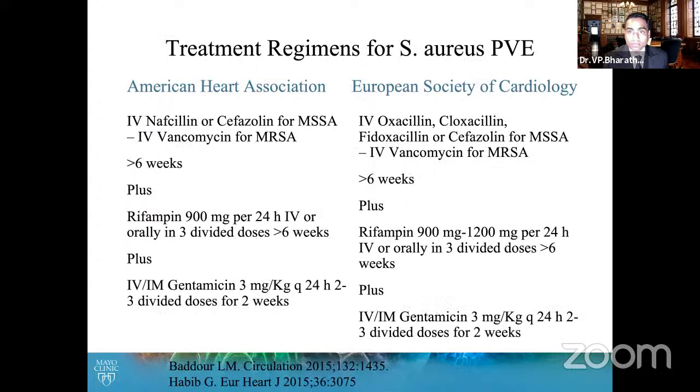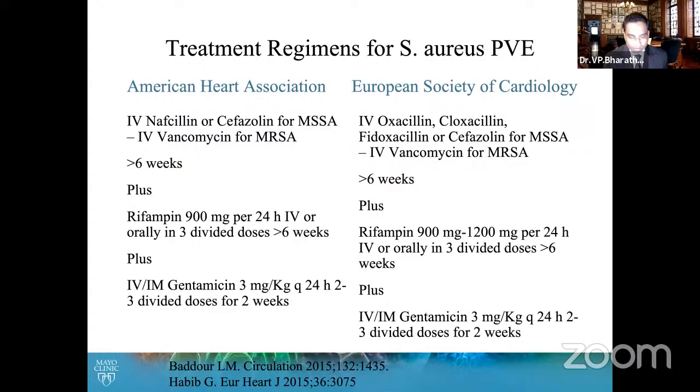For Staph aureus prosthetic valve endocarditis, it is still in the guidelines for the first 2 weeks. For MSSA, it's a combination of either nafcillin or cefazolin plus rifampin for 6 weeks, and gentamicin is added for 2 weeks. For MRSA, instead of cefazolin, we use vancomycin. And as you can see, the combination of vancomycin and gentamicin can result in nephrotoxicity very easily. So even though we start gentamicin, at the first sign of a trend towards increased creatinine or reduced renal clearance, we tend to stop gentamicin.